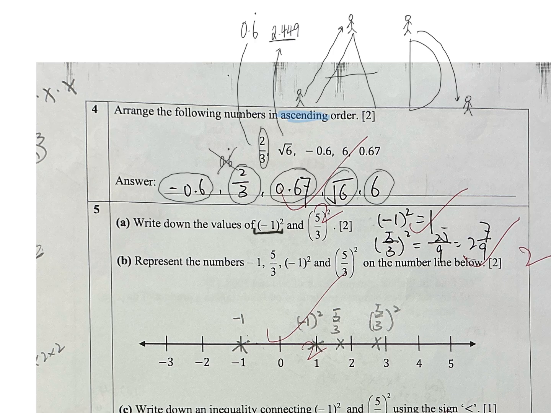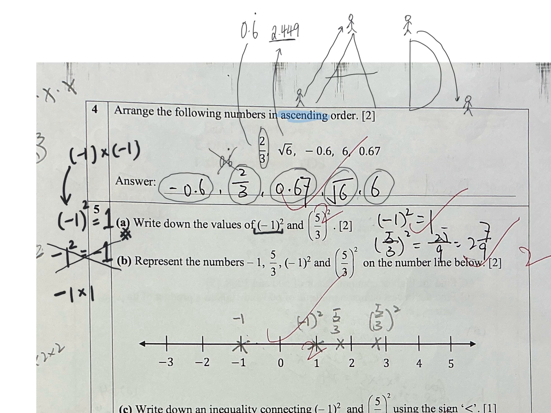Can you please bracket your -1 when you key into the calculator? Otherwise you will get the wrong answer, because this one means -1 times 1, which is different from this, which is -1 times -1. If you key this into your calculator without the bracket, you will get -1, which is wrong. Is it because minus times minus is plus? Yes. Okay, so be careful.